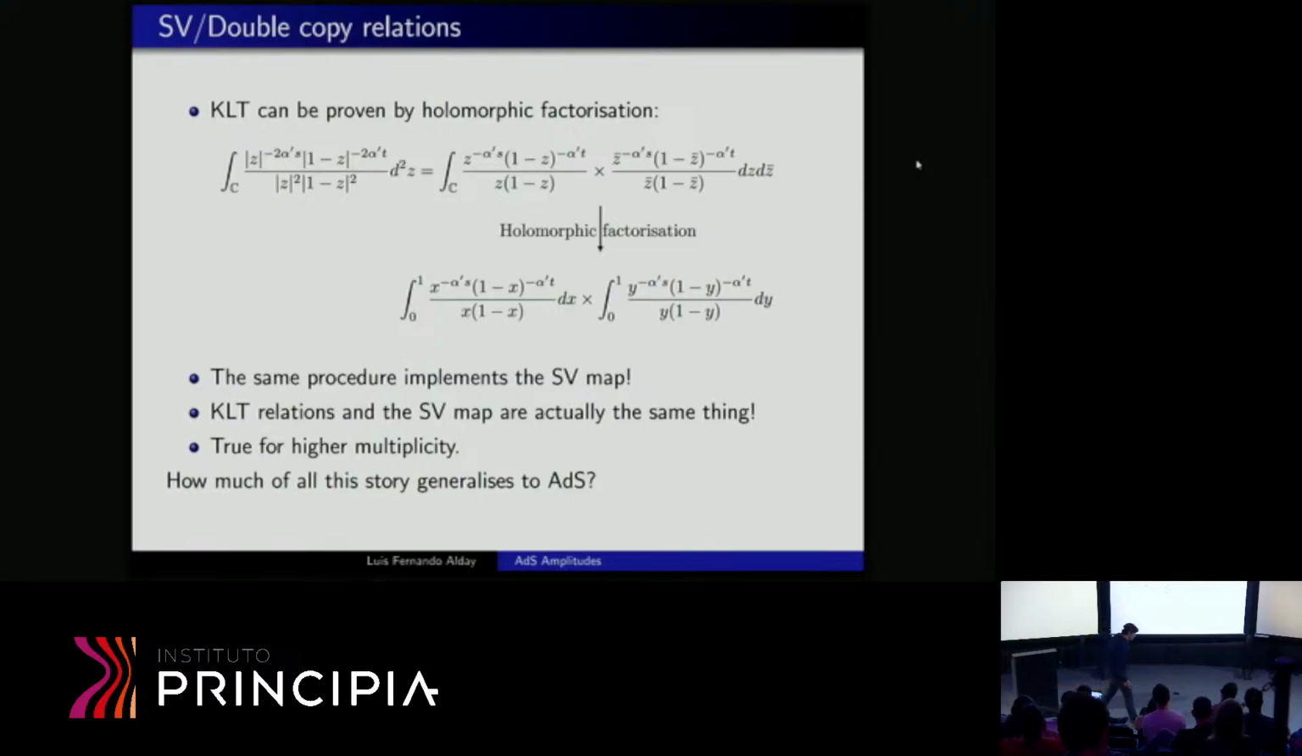And now something that is a very natural question is how much of all this story generalizes to AdS. Okay, so this is the question we want to answer. So this involves basically two parts, this process. So the first process is to try to compute amplitudes in AdS, which is non-trivial. And once you compute them, we start checking what are their properties, etc. Okay? But before I go ahead, do you have any questions?